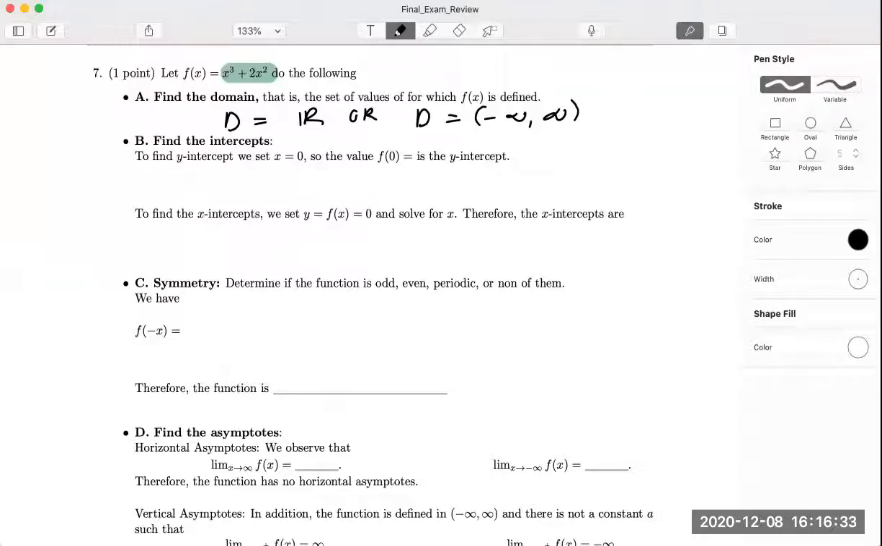We're looking for the y-intercepts. At the y-intercept, x would be 0. Therefore, f of 0 will be 0 cubed plus 2 times 0 squared, which is 0. And this is the y-intercept.